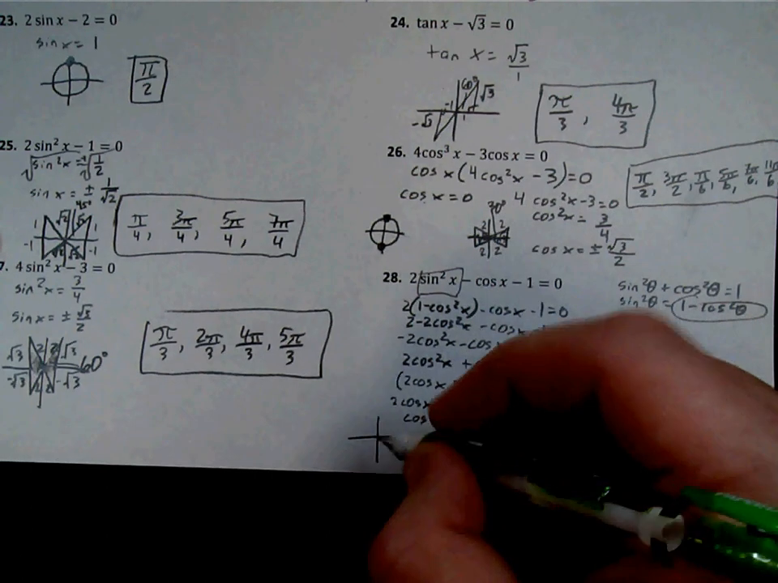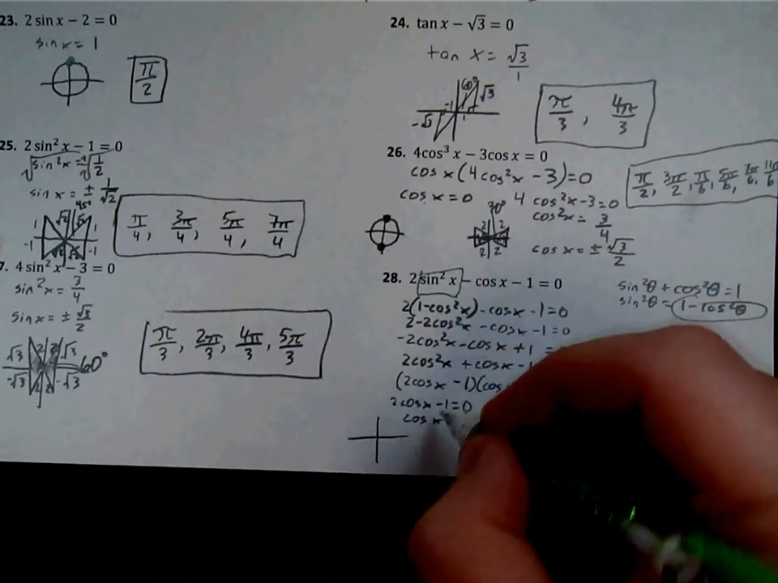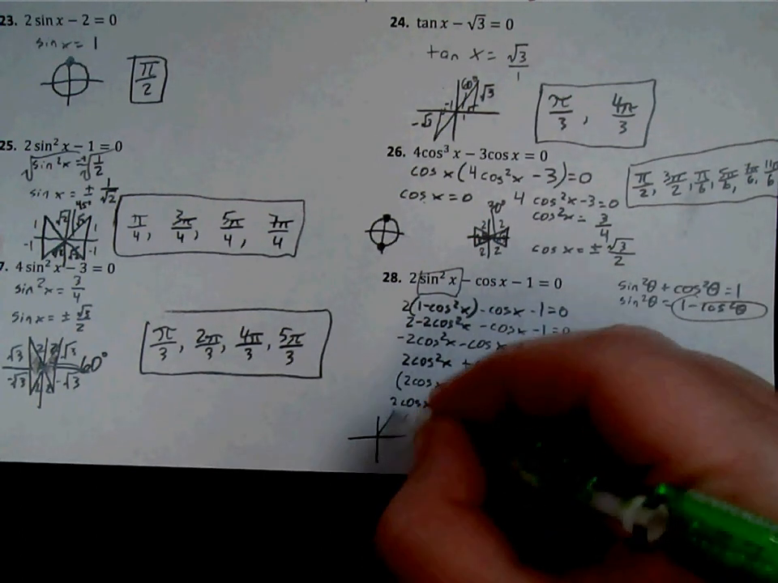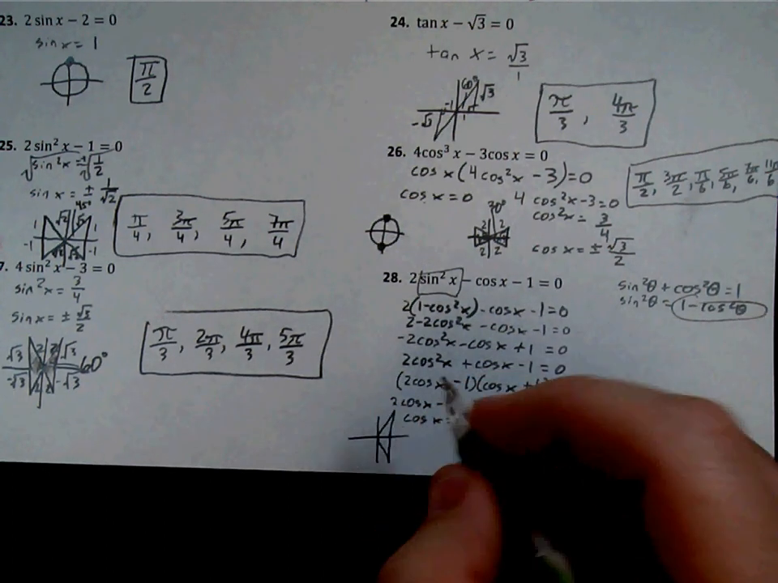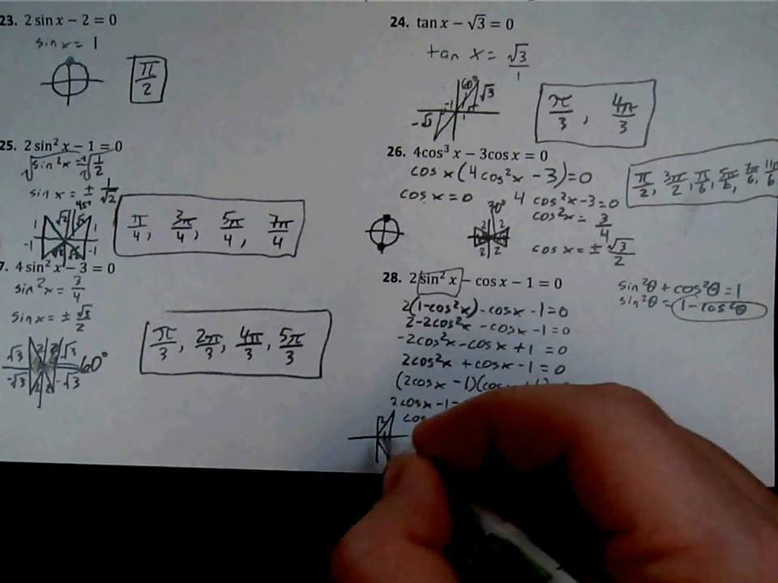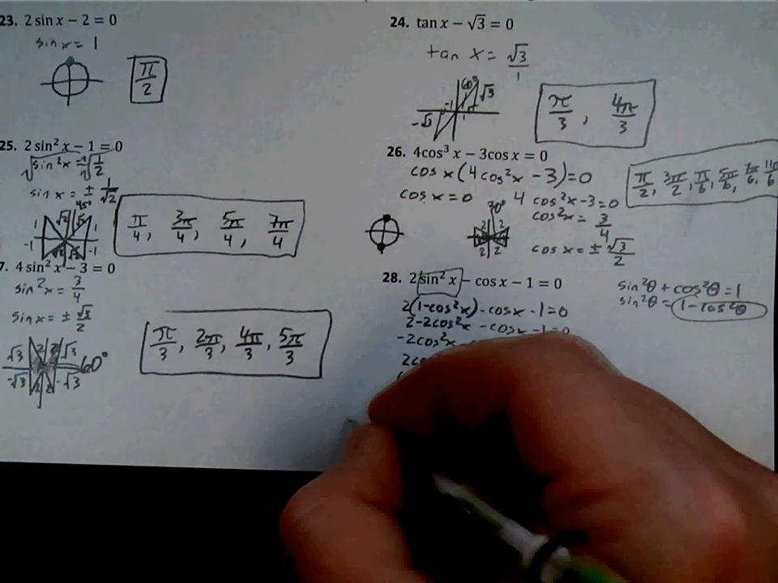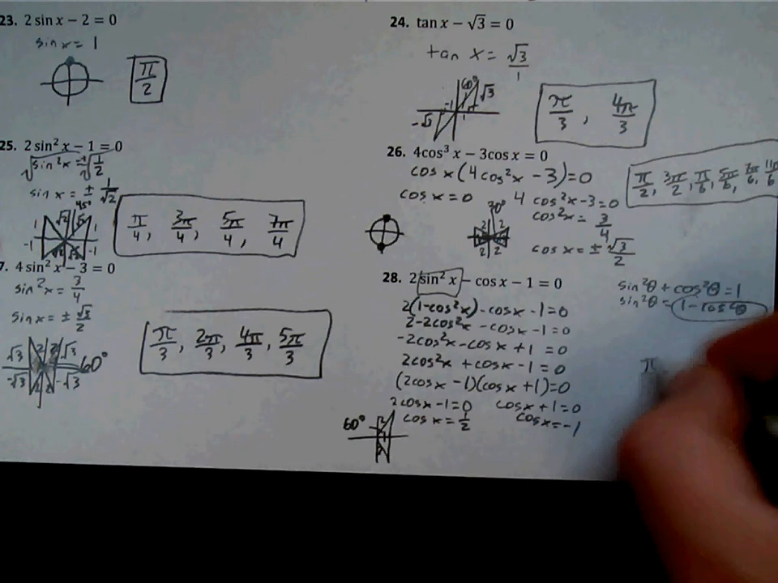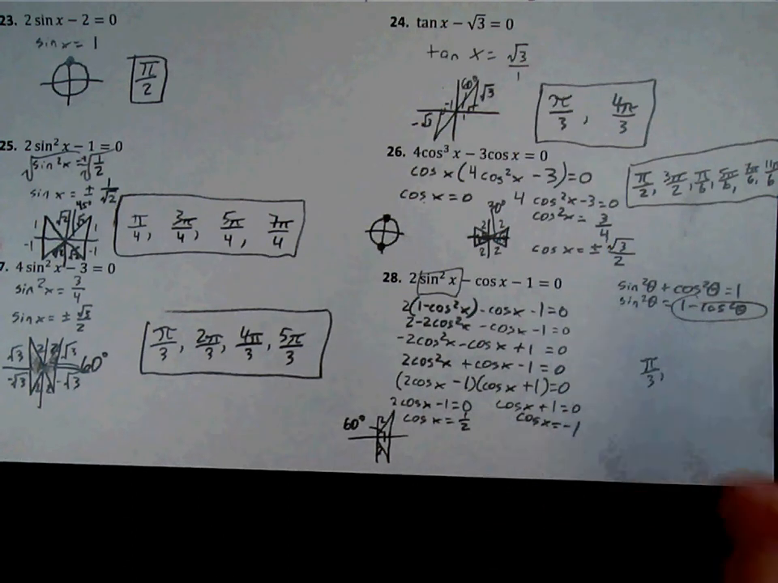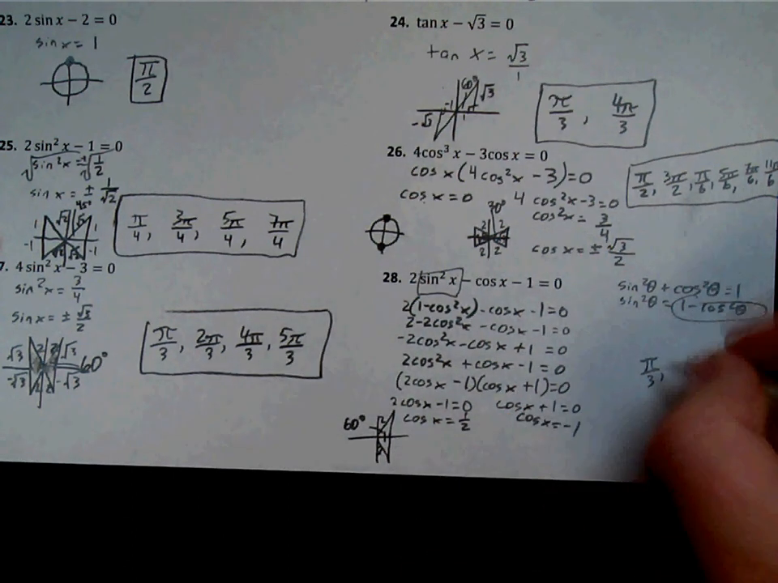All right. Cosine is positive in the first quadrant as well as the fourth quadrant. Adjacent is 1, hypotenuse is 2. That's a 60-degree reference angle. So in the first quadrant, that's pi over 3. The fourth quadrant, it's 2 pi minus pi over 3. So that's 5 pi over 3.